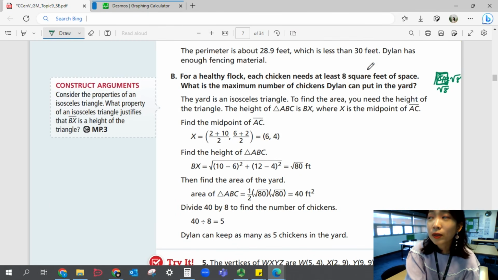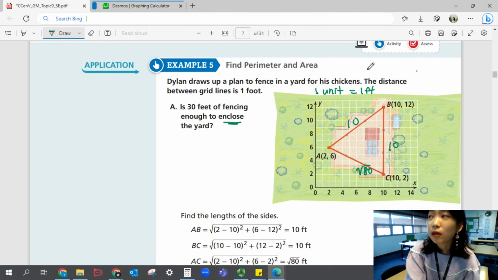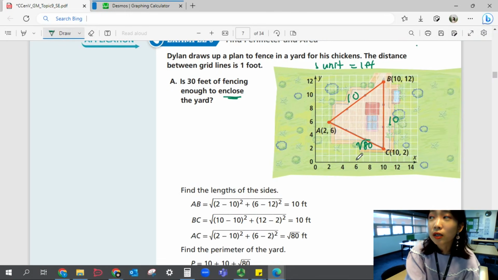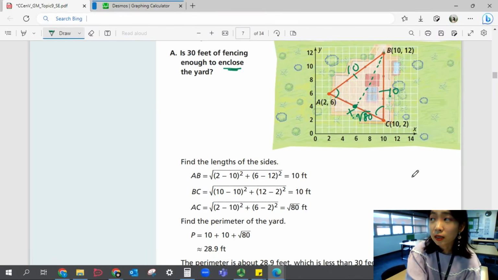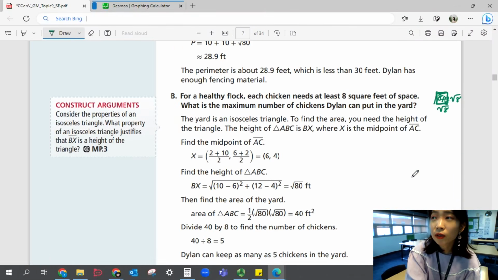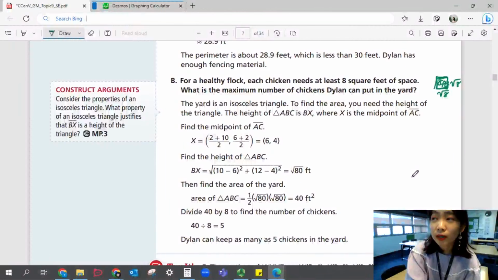So to find the area, we need the height of the triangle, and that could be BX, where X is the midpoint on line AC. Because if that's an isosceles triangle, then AC is going to be your base. So we want to figure out the midpoint that is on line AC.